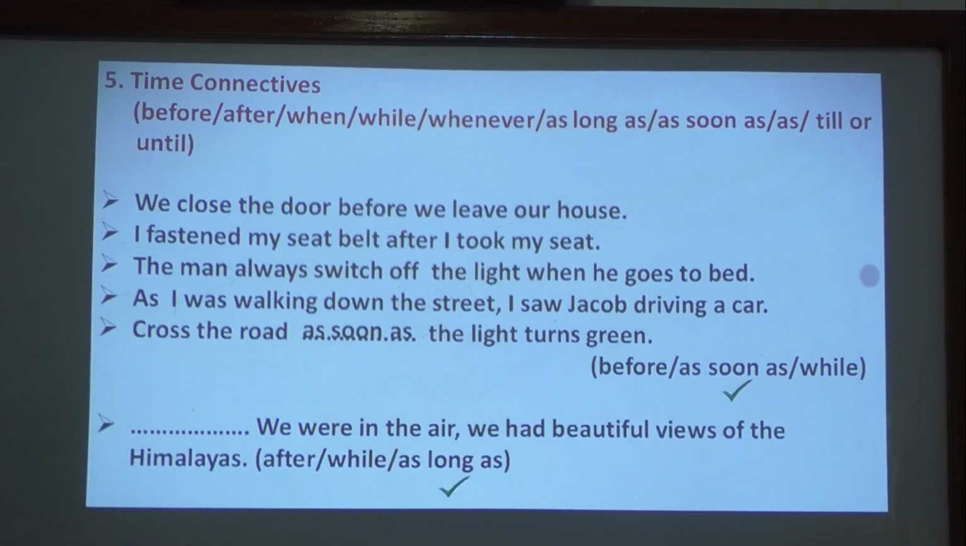We were in the air. We had beautiful views of the Himalayas. So here the options are after, while, as long as. The appropriate connective for this is as long as. In this way you can do it, but when you write it at the beginning, you make it capitalized, with a capital letter.